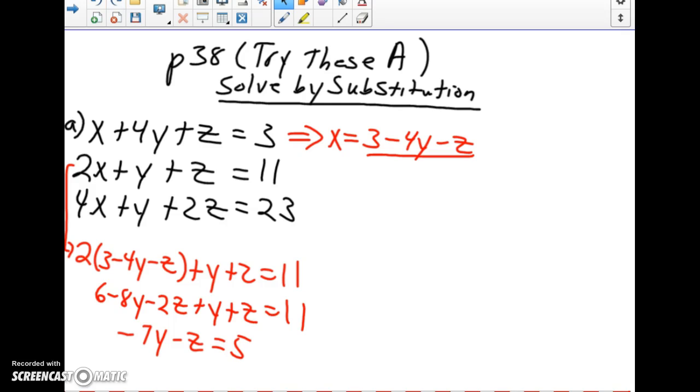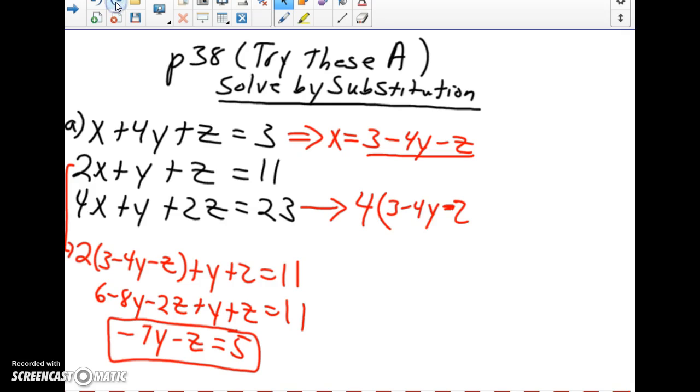All right, so since I have this first equation right here, why don't I also take it and put it into the second one also? And so that's what you're going to see happening. There I am going to the last equation, and I'm doing the same thing. I'm going to substitute in for x 3 minus 4y minus z. And that's what you're going to see happening. Okay, there's that.